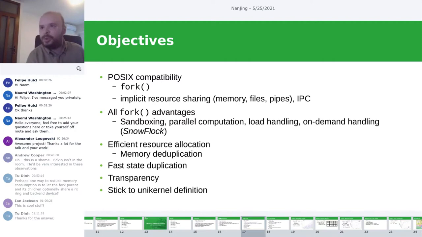Another objective would be to keep transparency, since as you would remember, for forking a process, all you have to do in a POSIX application is to just call the fork function. So we would like to keep the same kind of transparency when cloning unikernels. And the last objective, but not least, we also want to stay true to the unikernel definition, meaning that it has to have a single address space.